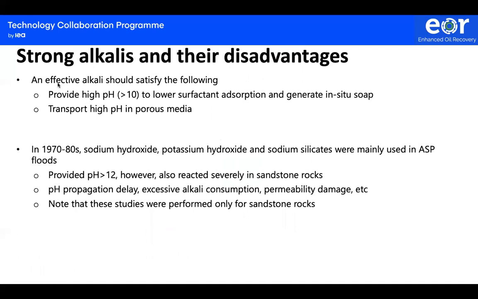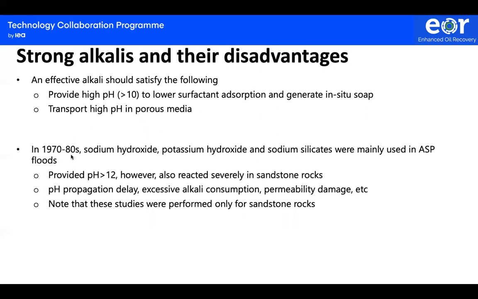Now, what are some of the characteristics of an ideal alkali? One is that it should provide you a high pH, more than 10, so that you can lower the surfactant adsorption, and the alkali can generate soap in situ. In addition, your alkali should be able to propagate a high pH through the porous media without causing changes to the properties of the porous media, so without undergoing any reactions or changing the permeability.